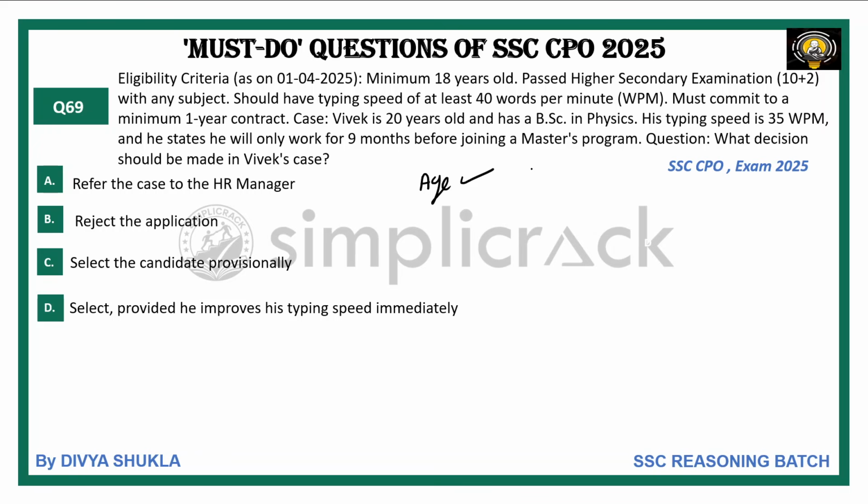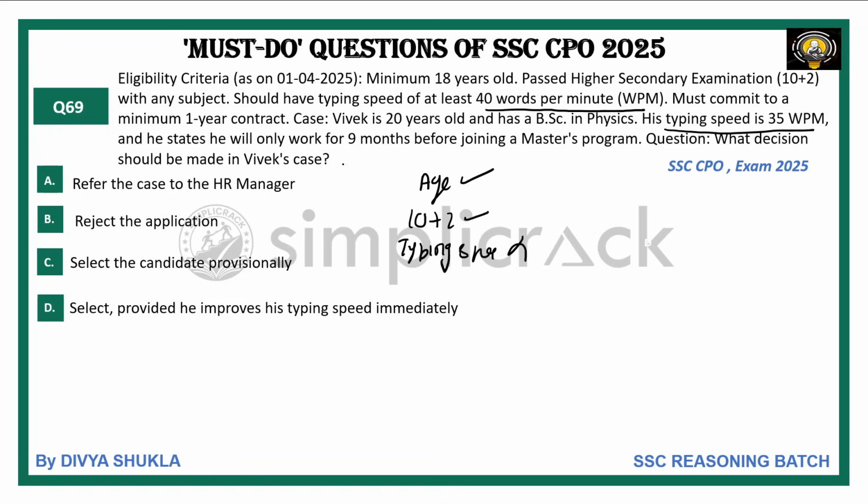If he has a BSc in physics, that means he has also passed the higher secondary examination with any subject. So 10 plus 2 is also fulfilled. His typing speed is 35 per minute. One more thing, the requirement was 40 words per minute, but his typing speed is 35 words per minute. So typing speed, no.